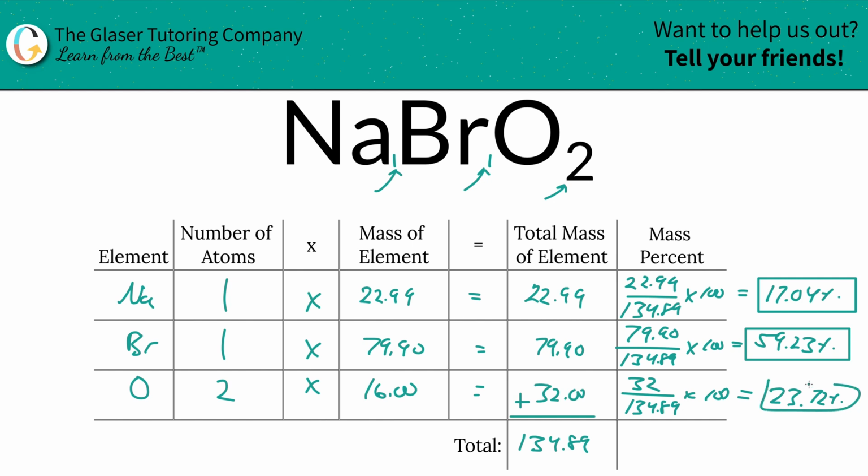23.72%. All right. And then simply add it all together. And if you add this up, it's just a simple check. It should work out to be 100.